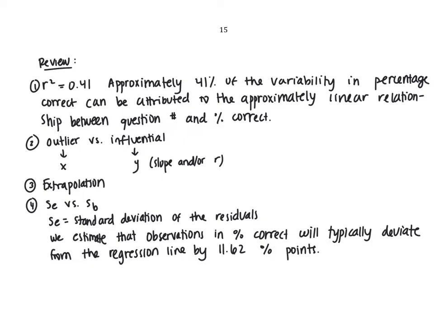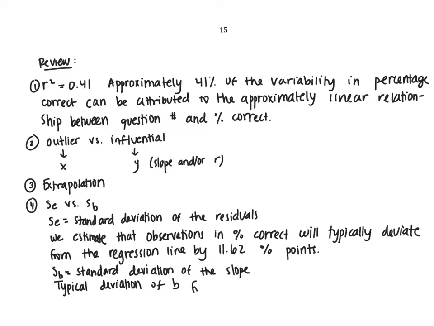Okay. So then S with a little b, so this is standard deviation of the slope. This one I'm going to give you the definition in general, just in general. So this is the typical deviation of little b. Little b is sample slope from its mean value, which is beta.